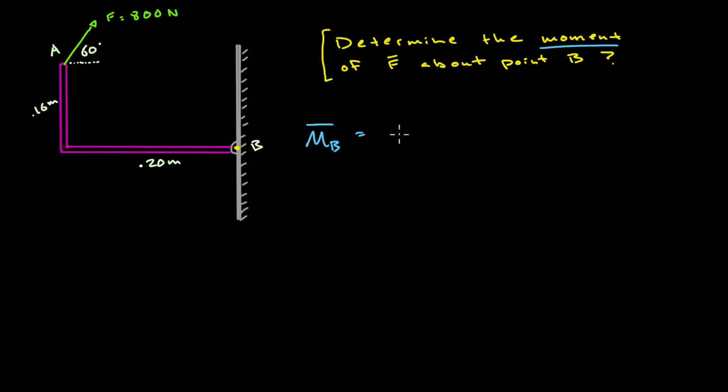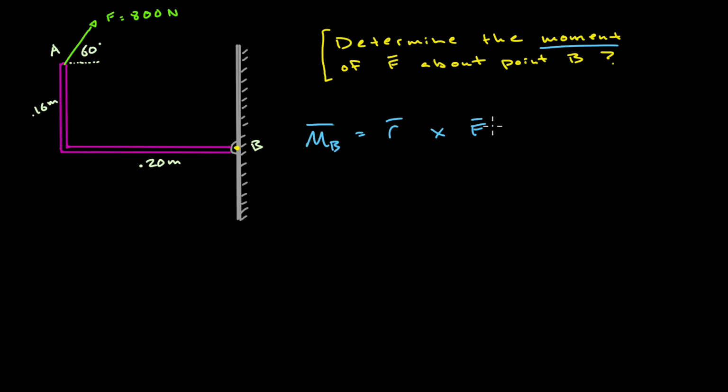Now later on, when we do examples about moments about an axis or about a line, that is actually a scalar quantity, but we'll get into that later. For now, anytime you see moment about a particular point, you should be thinking that you need to produce a vector. And that vector, of course, is equal to some r cross some F.